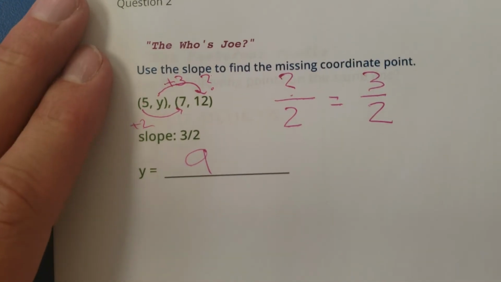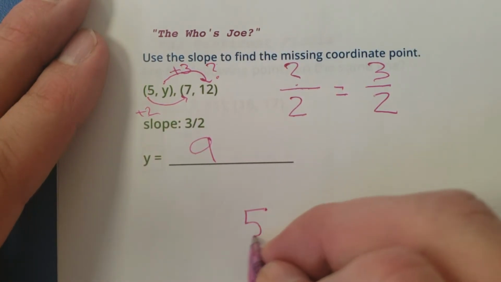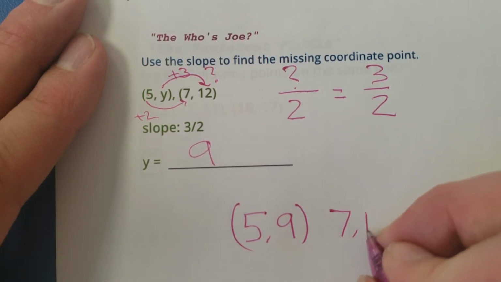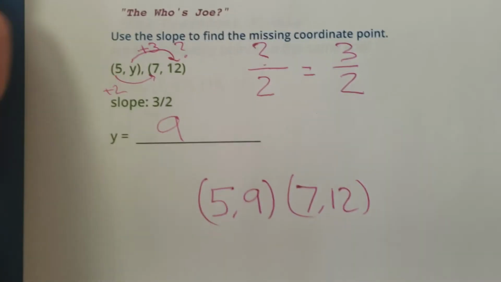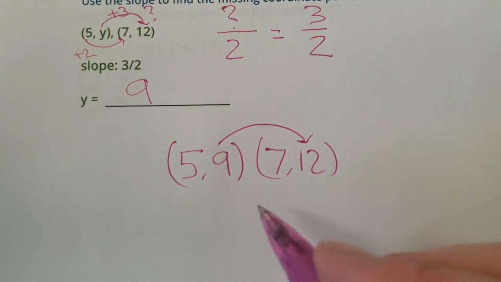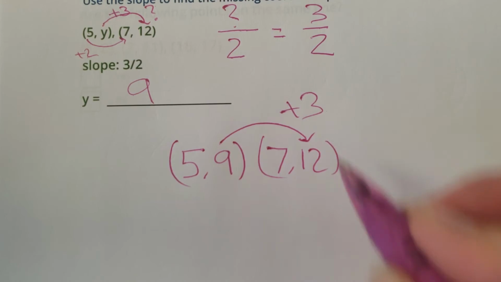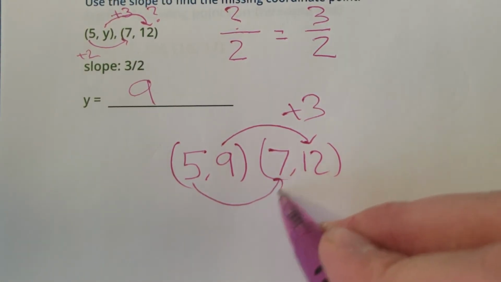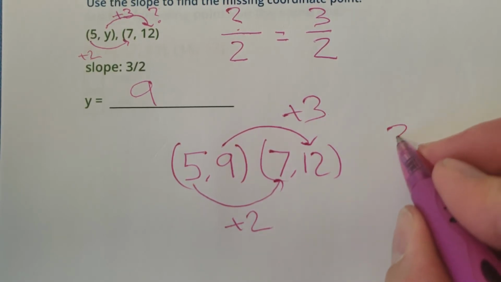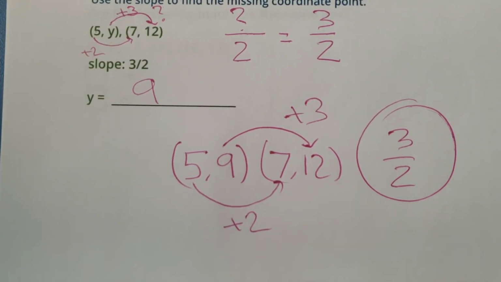Let's double check here, okay? Let's see here. If I had 5 and 9 for my first coordinate point, and I had 7 and 12 for my second coordinate point, what is the y motion, or the change in y? Y motion, oh, there it is, plus 3. X motion, plus 2. Y motion over x motion would be 3/2. There's my slope. Got it.